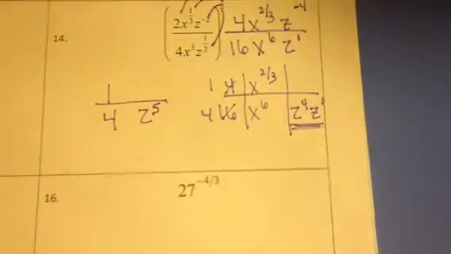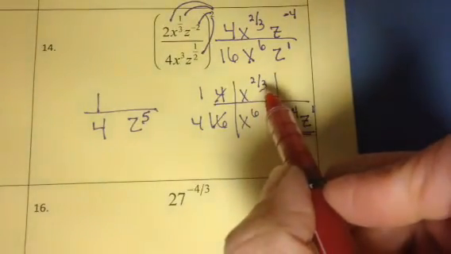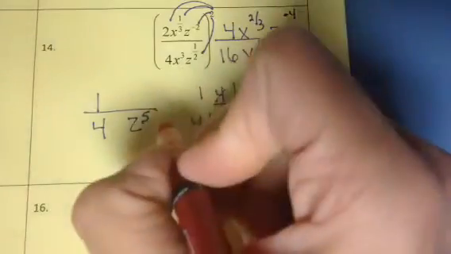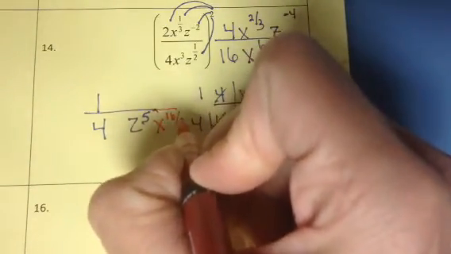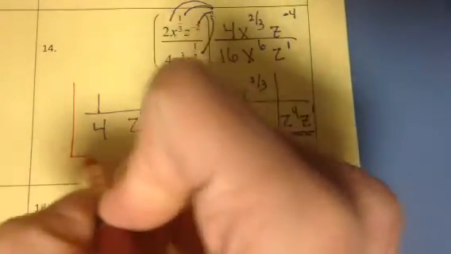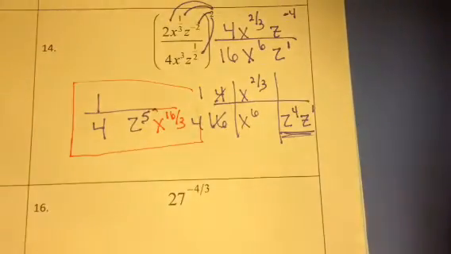But where does the x go? Well, 6 is definitely bigger than 2 thirds. So that new exponent of 16 thirds will be on the bottom. I'm going to put it at the end because it's just going to fit there better. And this will be your answer for 14.